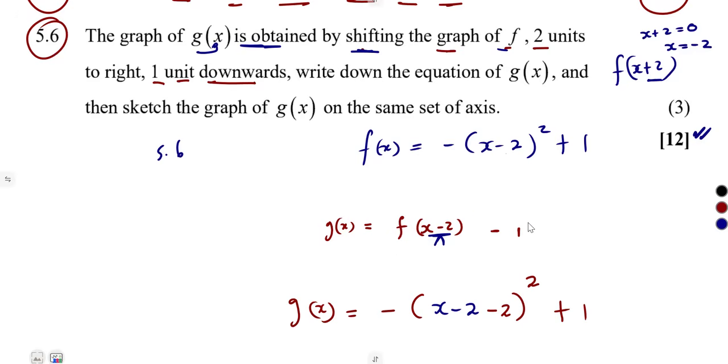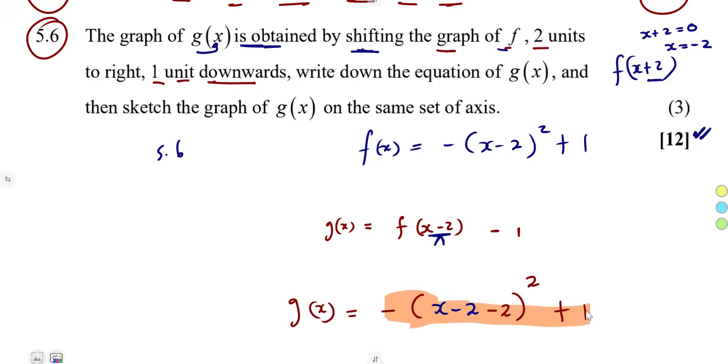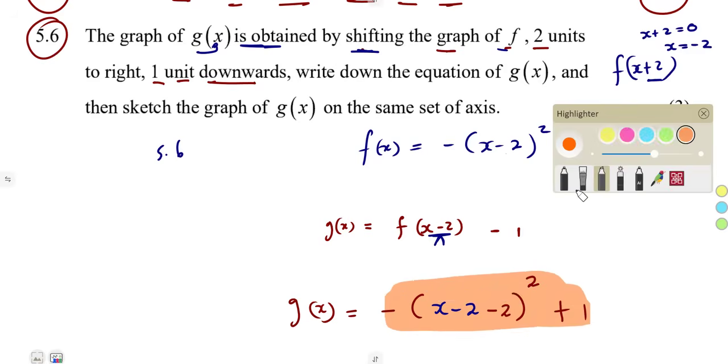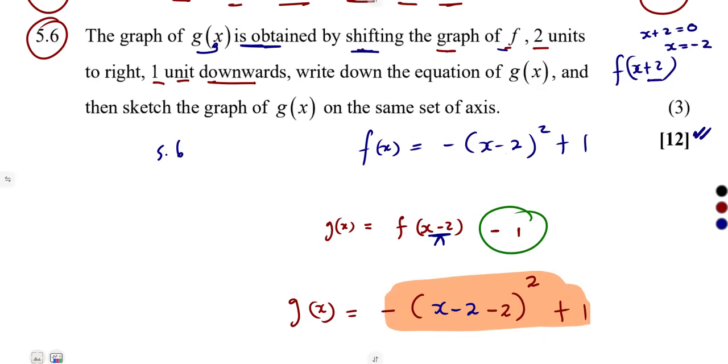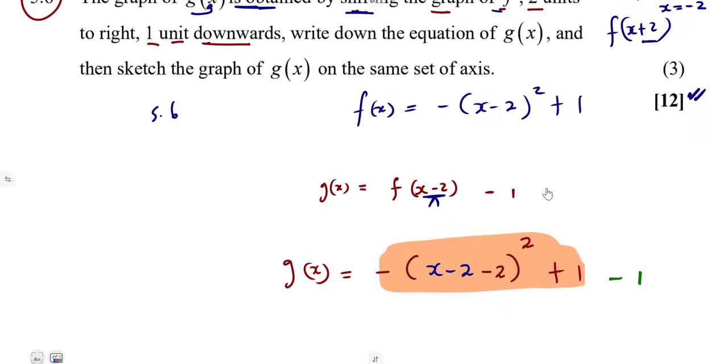But there is also a transformation which is left, this one. The shift of 1 unit going downwards, the minus 1. So on this whole part, let me indicate it this way. For this whole part, which represents our f of x minus 2, on this whole part that we have obtained, do not forget to transform the graph 1 unit going downwards. So we are supposed to subtract 1 from there. This is it. This is a combined transformation. A translation of 2 units to the right and 1 unit downwards.